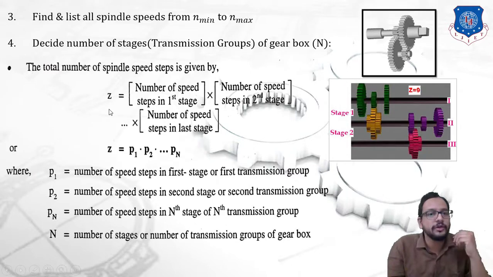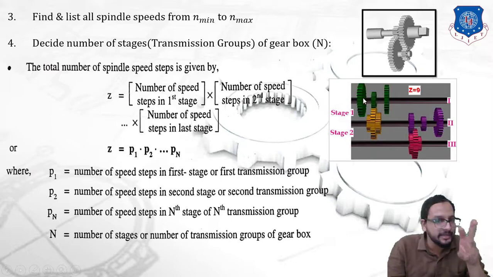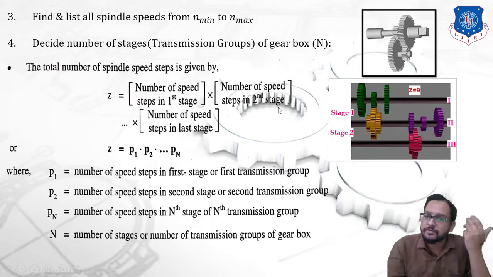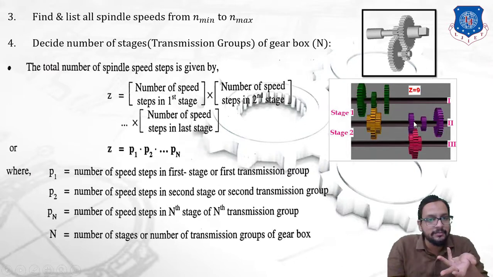So the equation over here, you can see I have written: the total number of spindle speed steps is given by Z is equal to the number of speed steps in stage 1. You can see in this stage 1, how many speed steps are there? We would say 3. Multiply by the number of speed steps in the second stage. In the second stage, how many speed steps can we obtain? We would say again 3, because there are 3 gears and 3 speeds can be obtained.